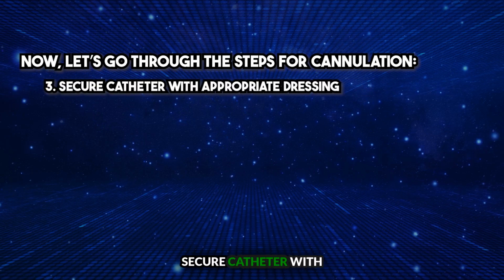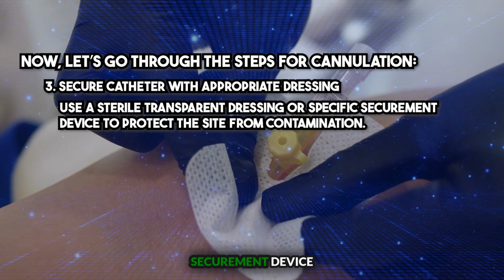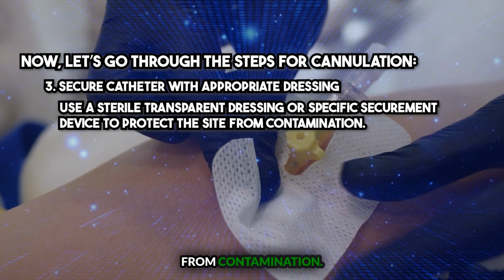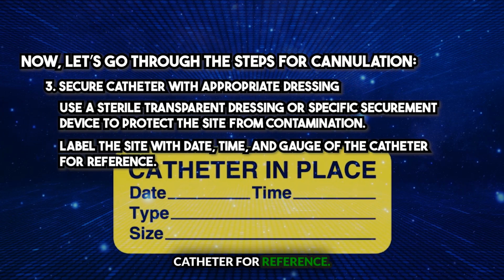3. Secure catheter with appropriate dressing. Use a sterile, transparent dressing or specific securement device to protect the site from contamination. Label the site with date, time, and gauge of the catheter for reference.